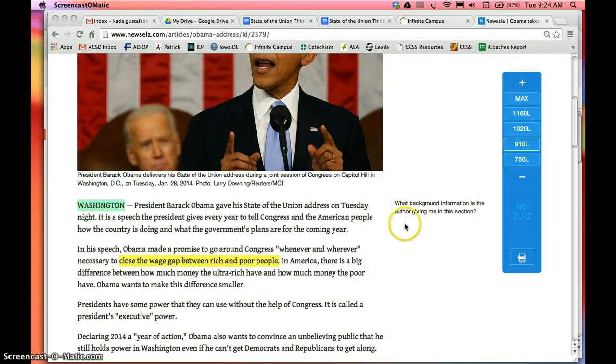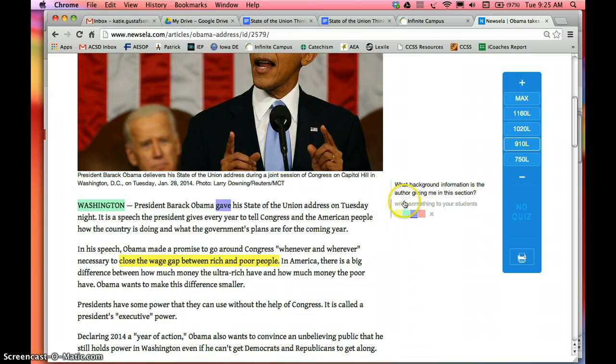So the first question I ask is, what background information does the author want me to have about President Obama before I read the rest of the text? I'm going to read the text and highlight any information that answers my question. President Barack Obama gave his State of the Union address on Tuesday. The author uses past tense here. It tells me that I'm supposed to know that this already happened.